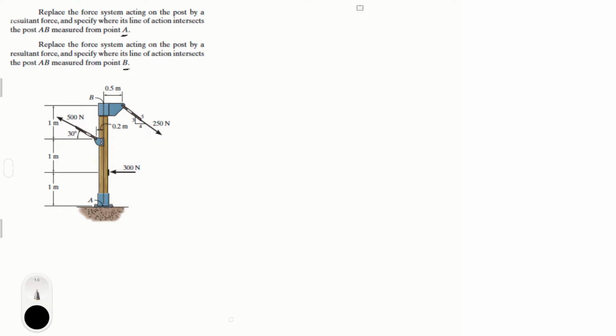First step is find the sum of the forces. So the sum of the forces in the X is equal to this force right here, which is 250 times 4/5, this force right here, which is minus 500 times the cosine of 30 degrees, and this force right here, which is going straight to the left at minus 300. All this is in newtons. And this is equal to minus 533.01 newtons for the sum of the forces in the X.